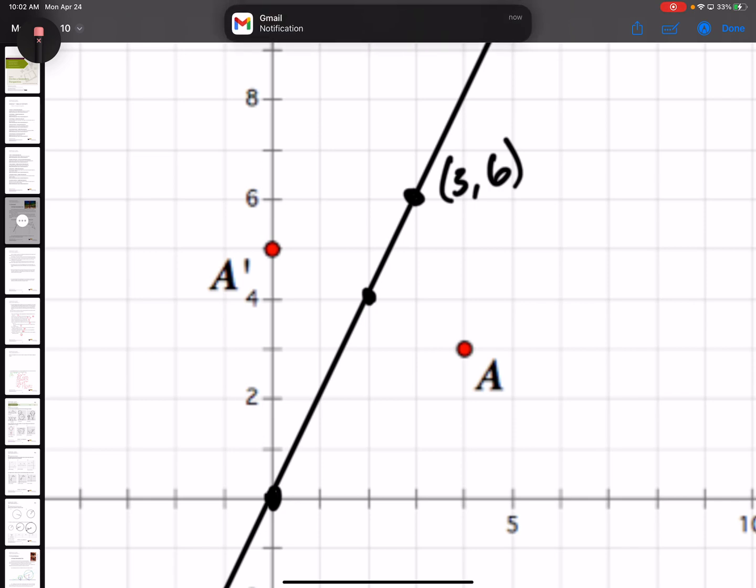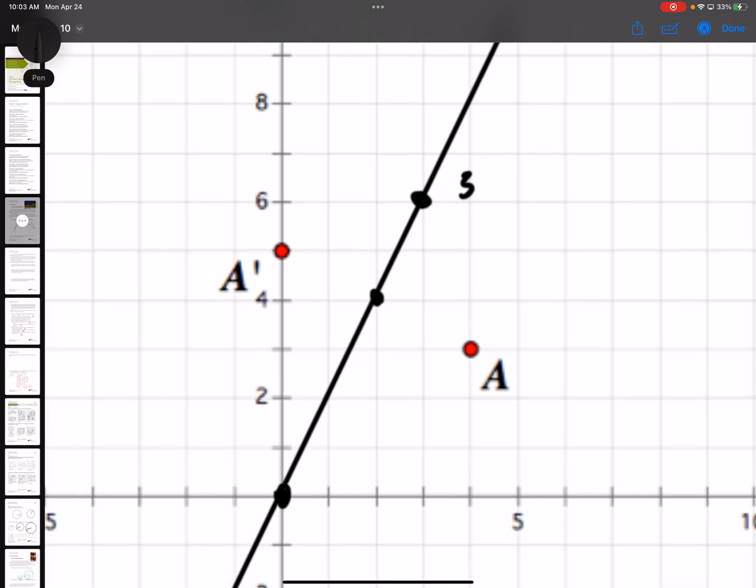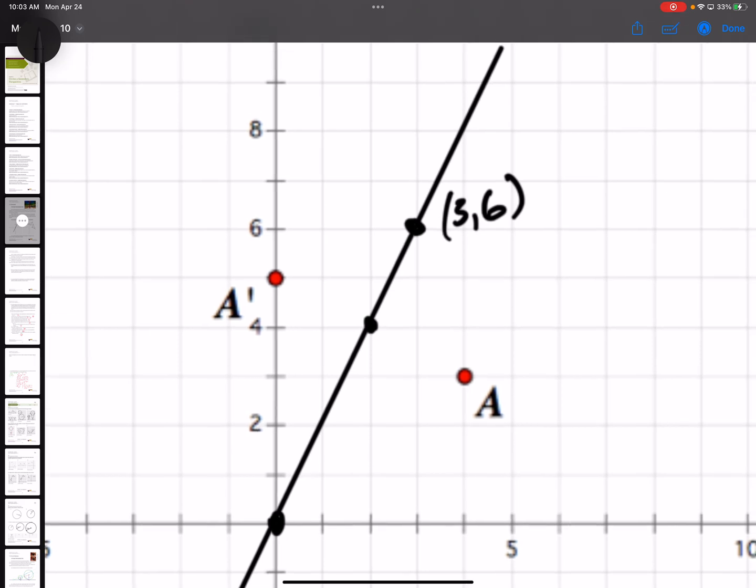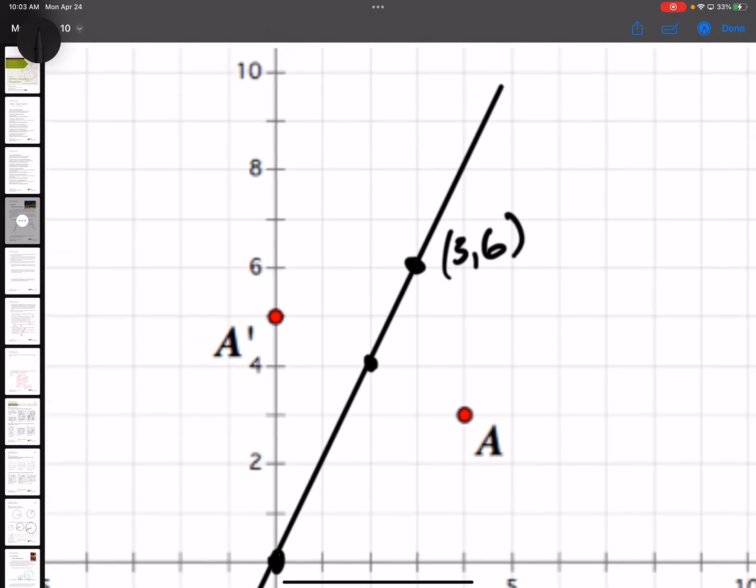Okay, so before we continue, we have the perpendicular bisector already drawn here. So let's go ahead and just find 2 more points. We found 3, 6 already. What are 2 more points along this line? The 4, 8. Along the line, well, I mean, 1, 2. Yeah, very good. 1, 2, and 4, 8 is another one as well.